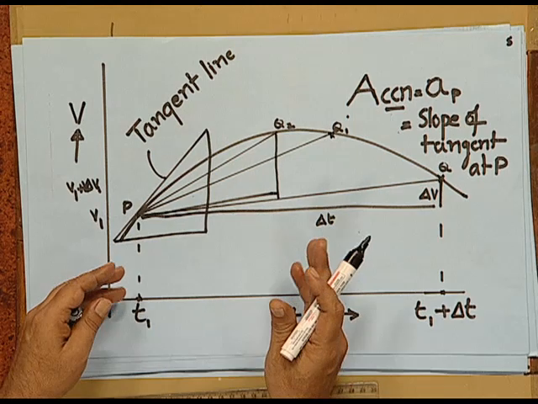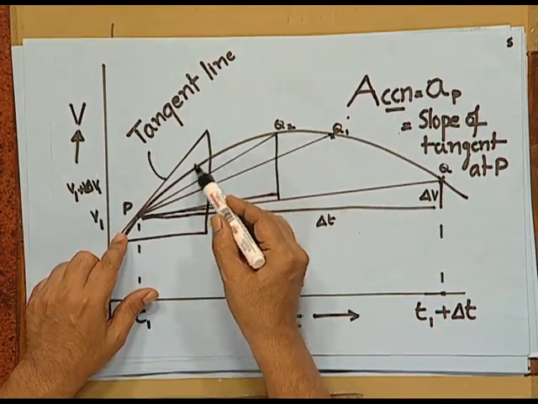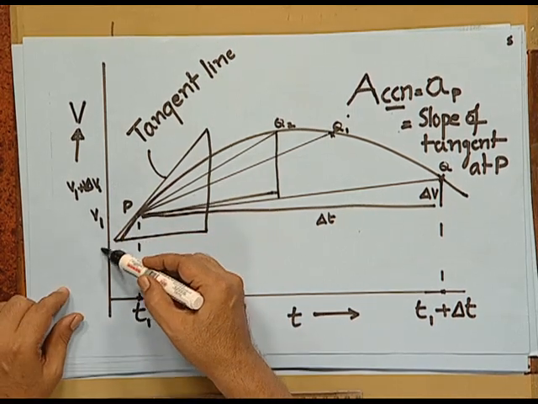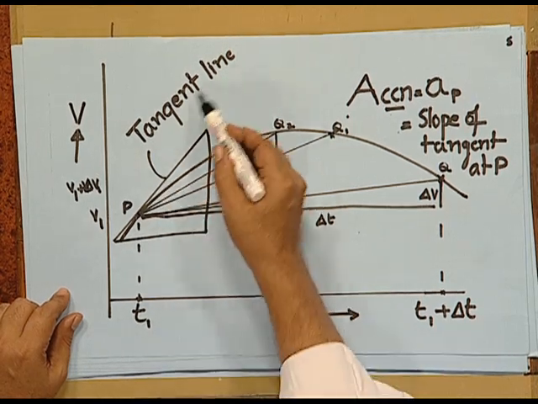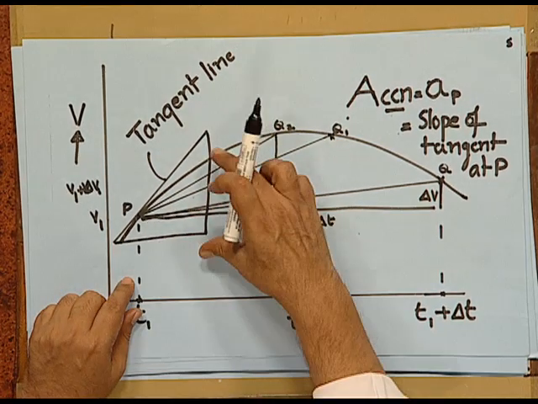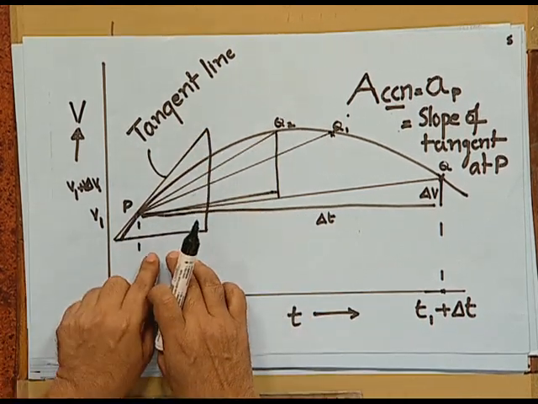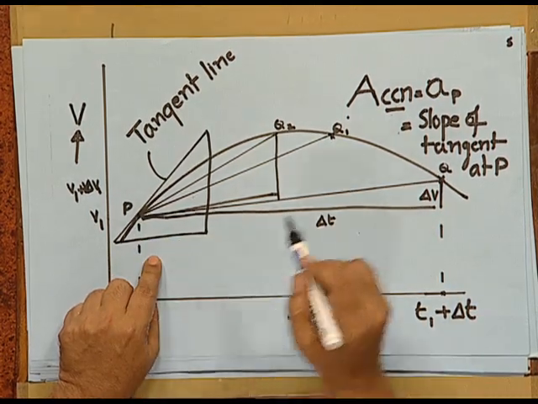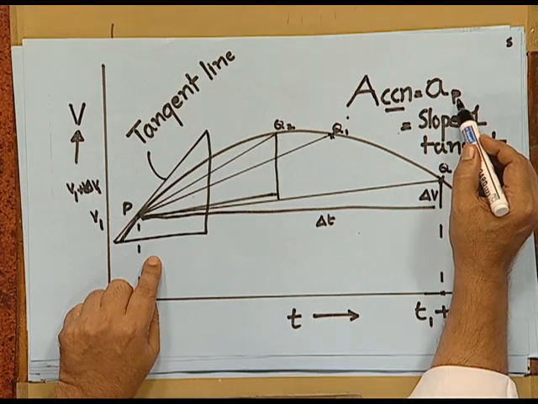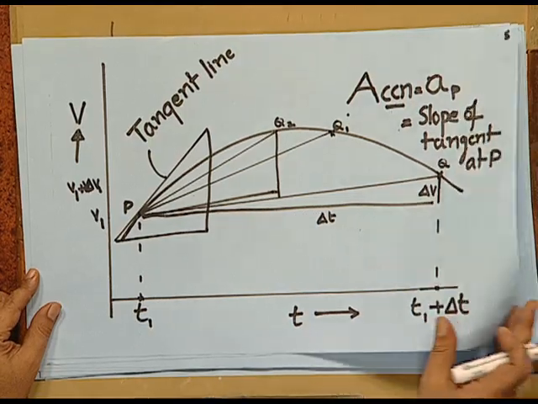It means that if the point Q comes very close to this point P, then you get a tangent to this curve at point P. The slope of the tangent line, that is, the height to the base formed by the tangent line, is called the instantaneous acceleration at point P. So, instantaneous acceleration at point P is the slope of the tangent line at P. That is how the instantaneous acceleration is defined.